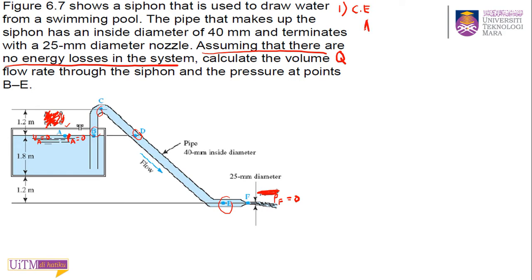A1 V1 is equal to A2 V2, and V1 equal to A2 V2 over A1. Just write your continuity equation. You might use this equation later on to solve the question. But in this case, because your VA is 0, so this will be 0, no use.